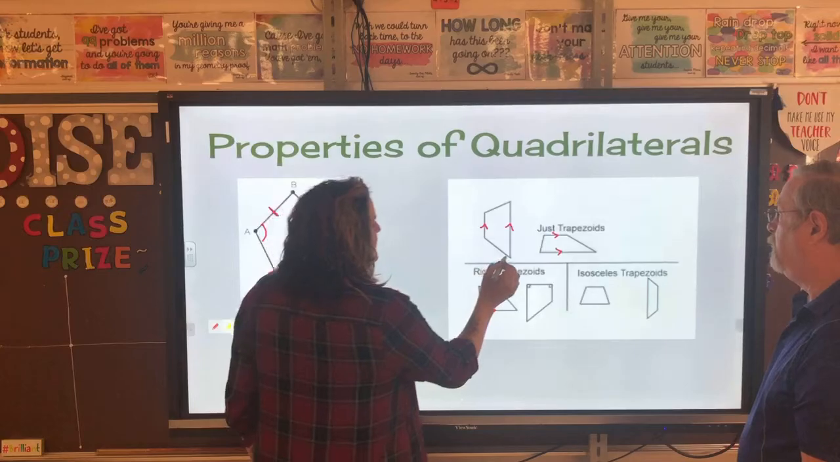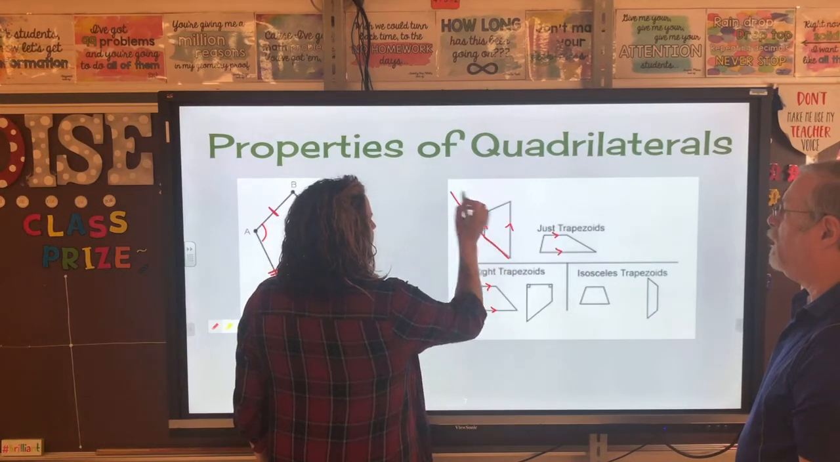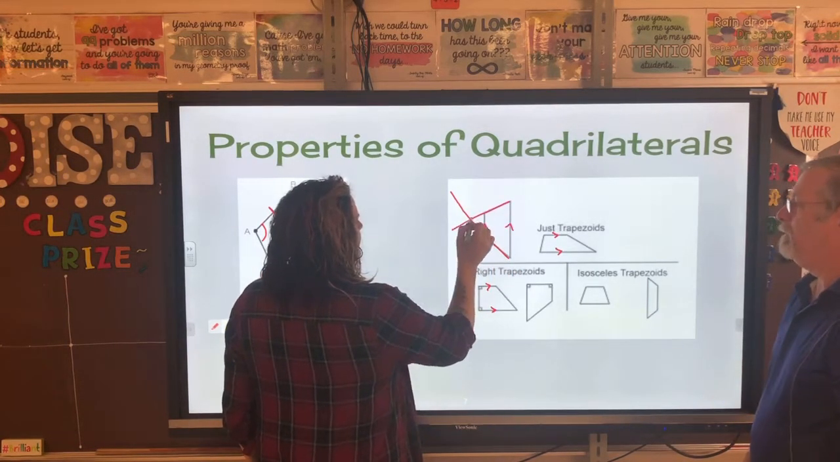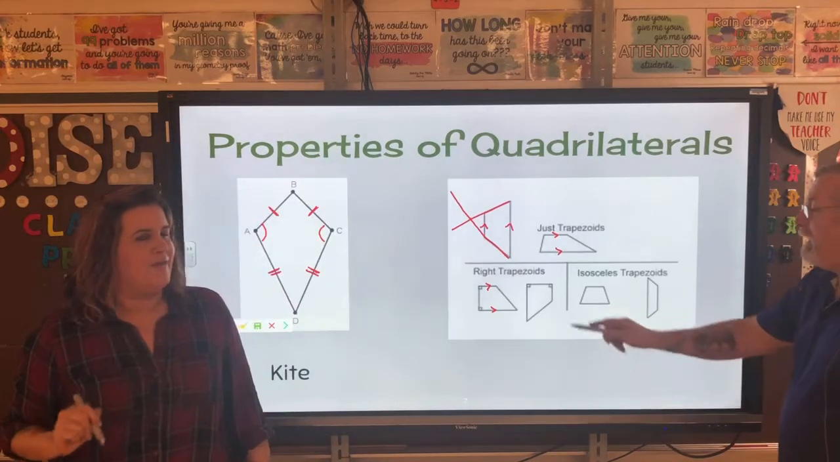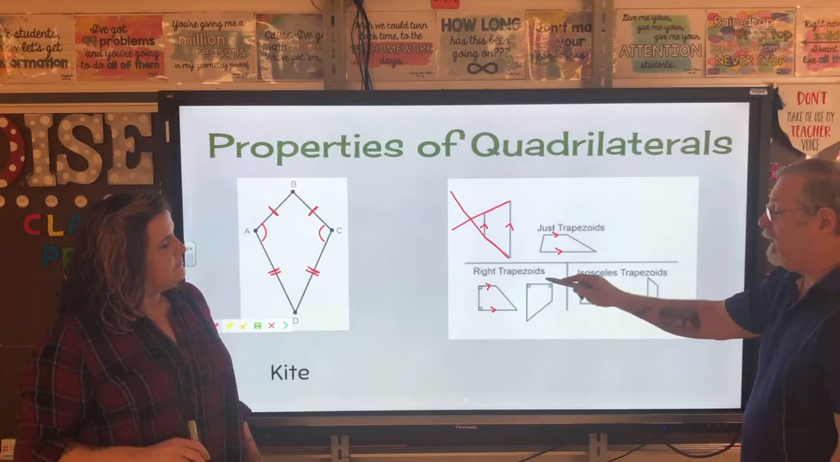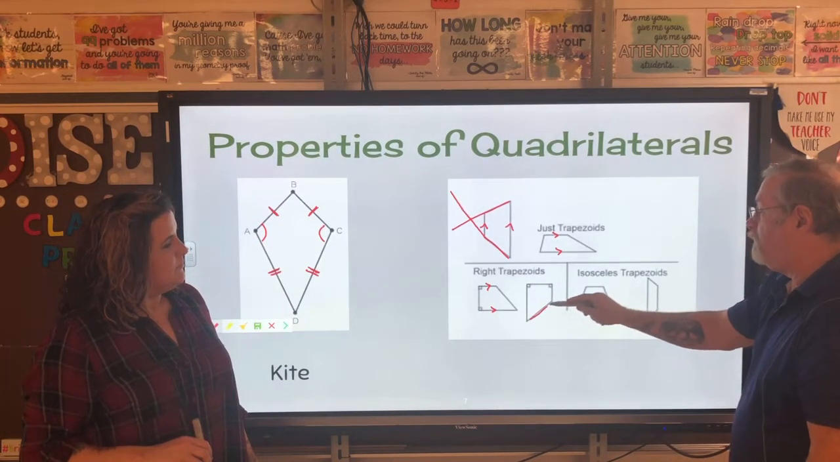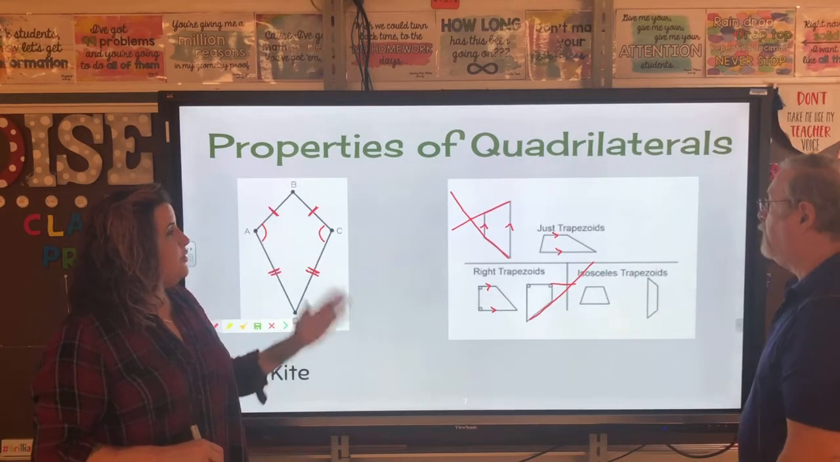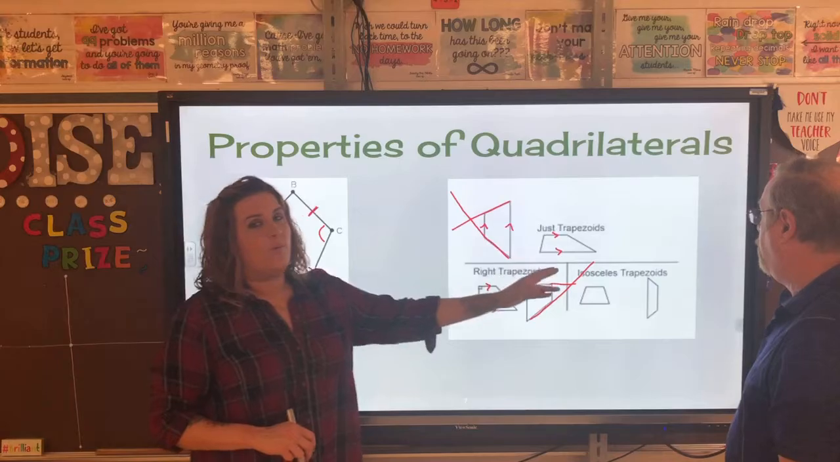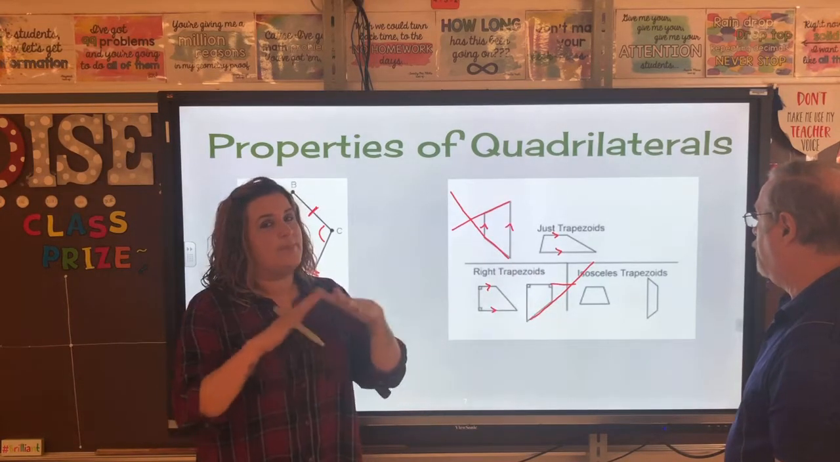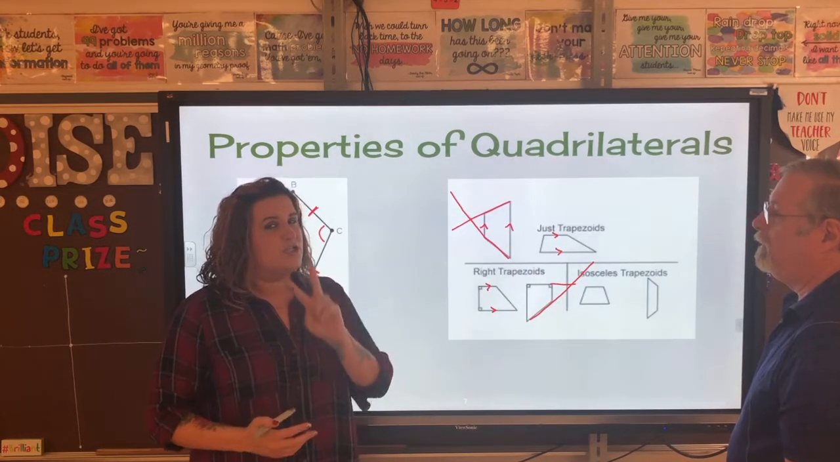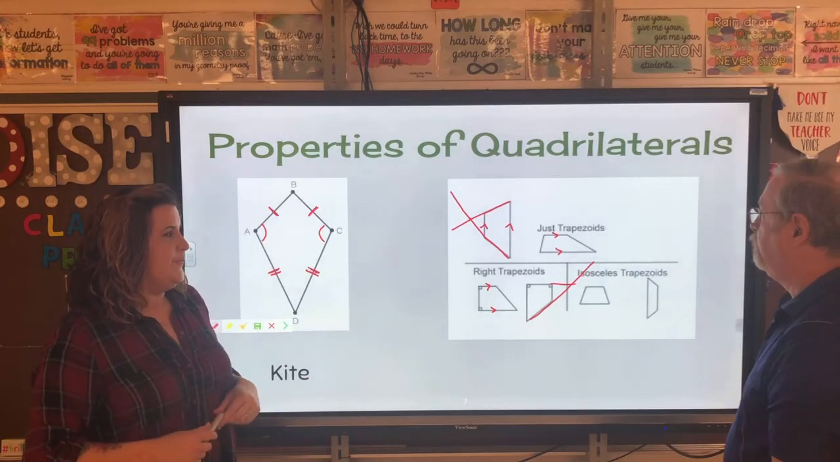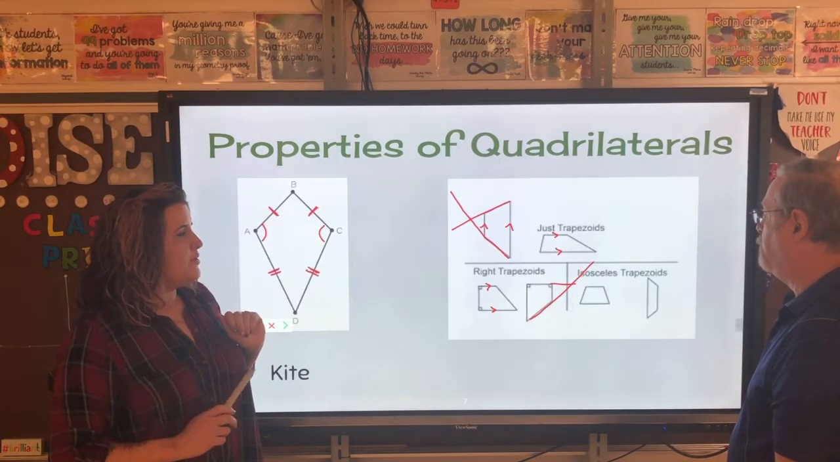Because if I continue this line, eventually it would run into each other. If I continue this line, boop! They intersect. Even this one that has a straight line here is eventually going to run into that one. So they're not parallel to each other. So a kite has no sets of parallel lines, a trapezoid has one set of parallel lines, and then the parallelogram family has two sets of parallel lines. Anything else special about a trapezoid?